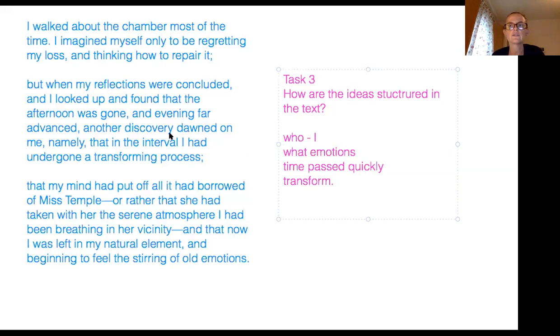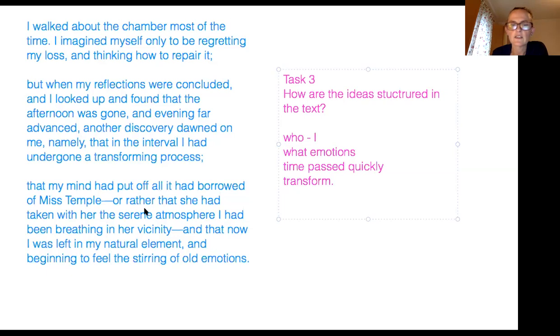So what I've done here is you can see that I've split the paragraph up, and I think this shows us a different thing. So in the first bit, we get the character walking around the chamber and imagining regret and loss and how to repair it. So I think this is what the writer represents first. This is the emotions that the writer represents. And then we get this change in she reflects and concludes. So she's going through something. And then she's looked up and found that the afternoon was gone and the evening far advanced. And she discovers that she's gone through this process.